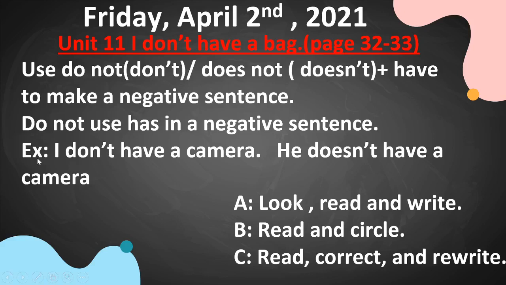Now let me give you an example. I don't have a camera. He doesn't have a camera. You can see here, I and he. We only change one word, one is don't and one is doesn't. But the next word, we still use have, whether the subject is third person singular or plural.